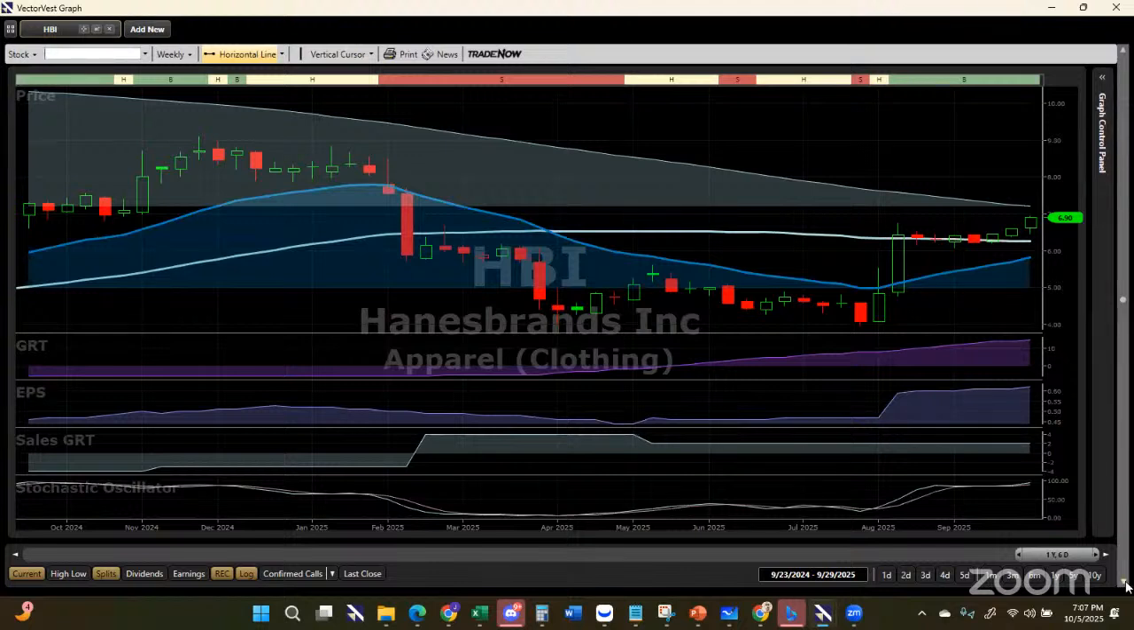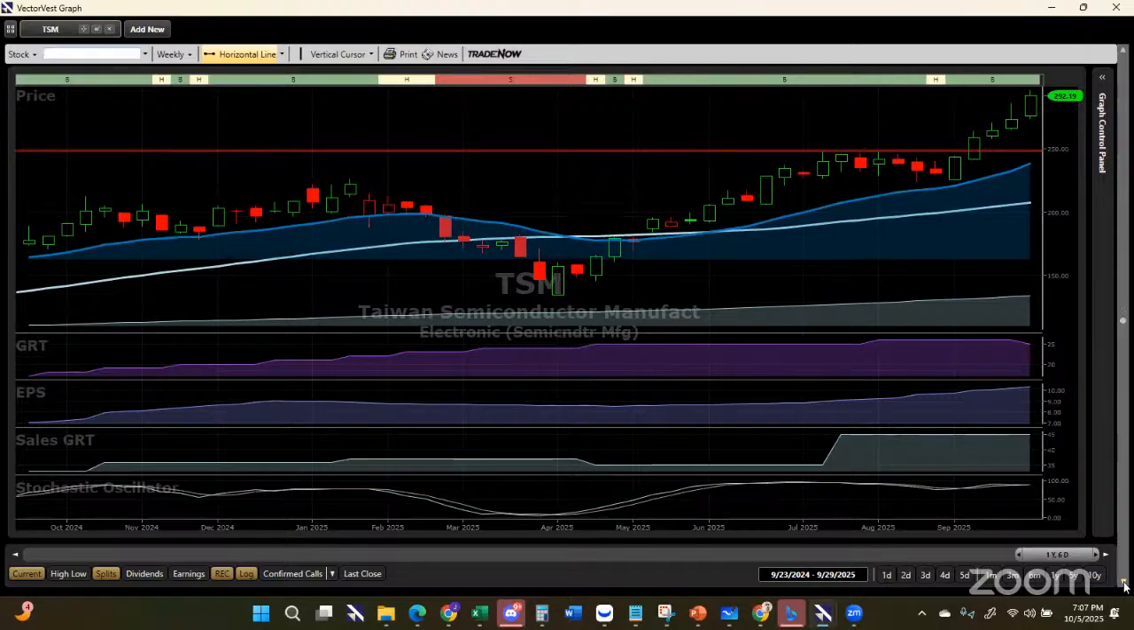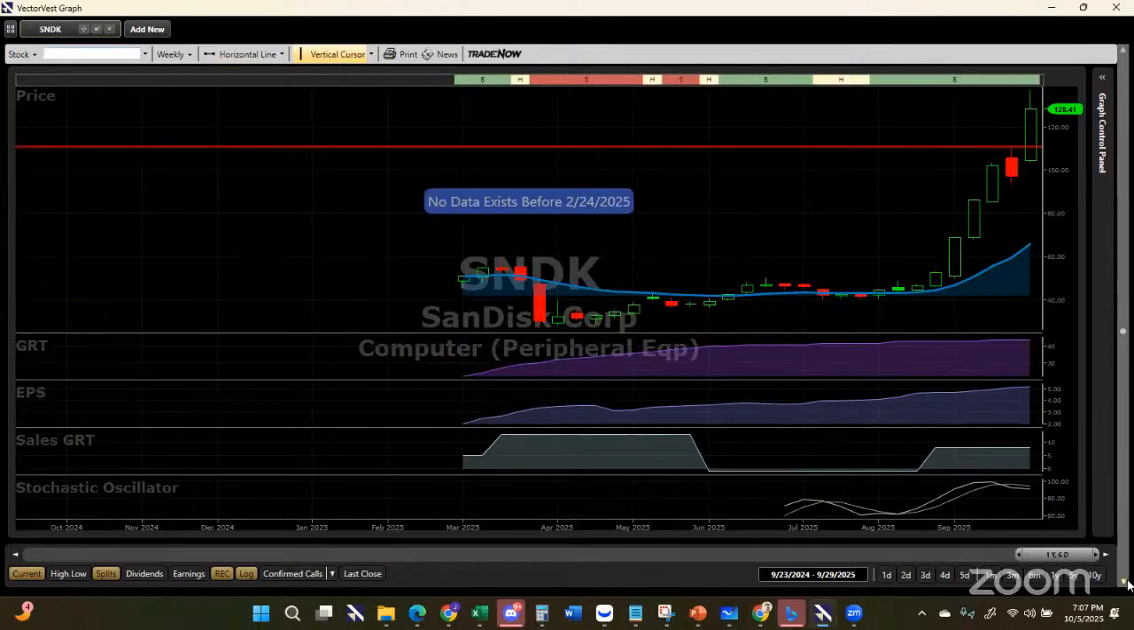HBI, Hanesbrands, so this is a retail. TSM, look at this weekly breakout right here in beginning September. It closed at 259, and did it hit 300? No, almost 300. So SanDisk, another weekly breakout just last week. Look at that nice momentum candle last week. I think I saw some option flow on this. Review tomorrow.